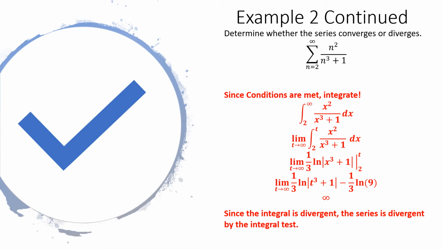And so when I use u substitution, I get 1/3 ln of x cubed plus 1 from 2 to t. And so next I'm going to plug in the 2 and the t, plugging in the t first, of course. So I have 1/3 ln of t cubed plus 1 minus 1/3 ln of 9. When I plug in the infinity, I'm going to end up with infinity, which tells me that since the integral is divergent, the series is also divergent by the integral test.